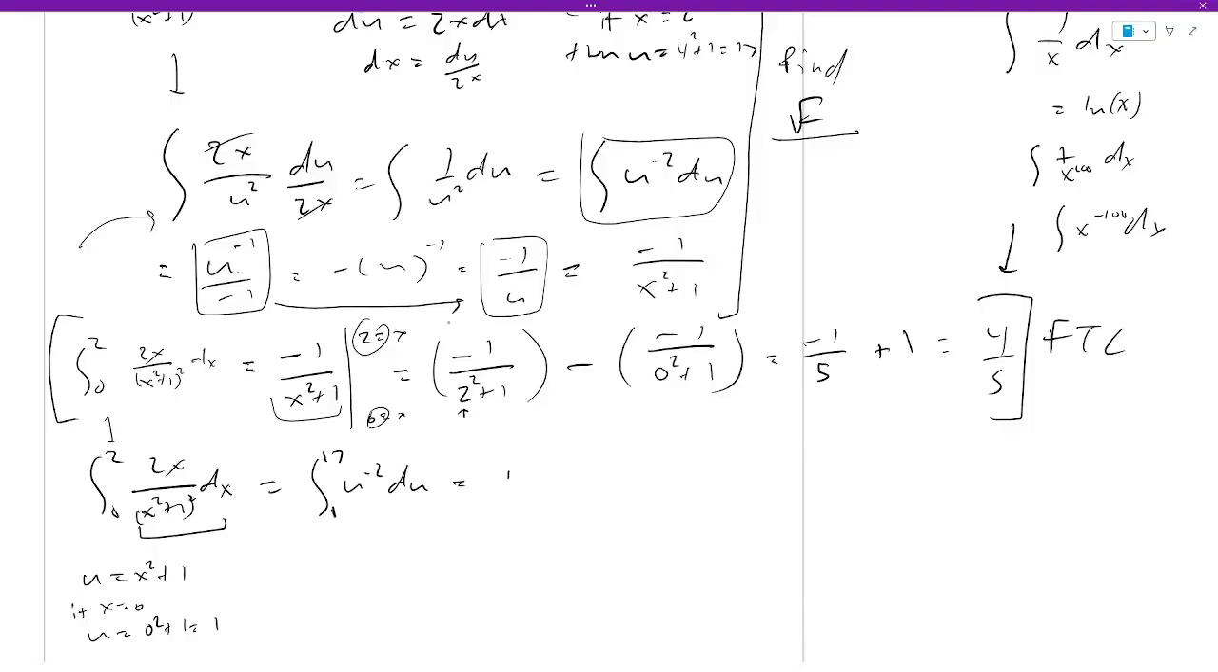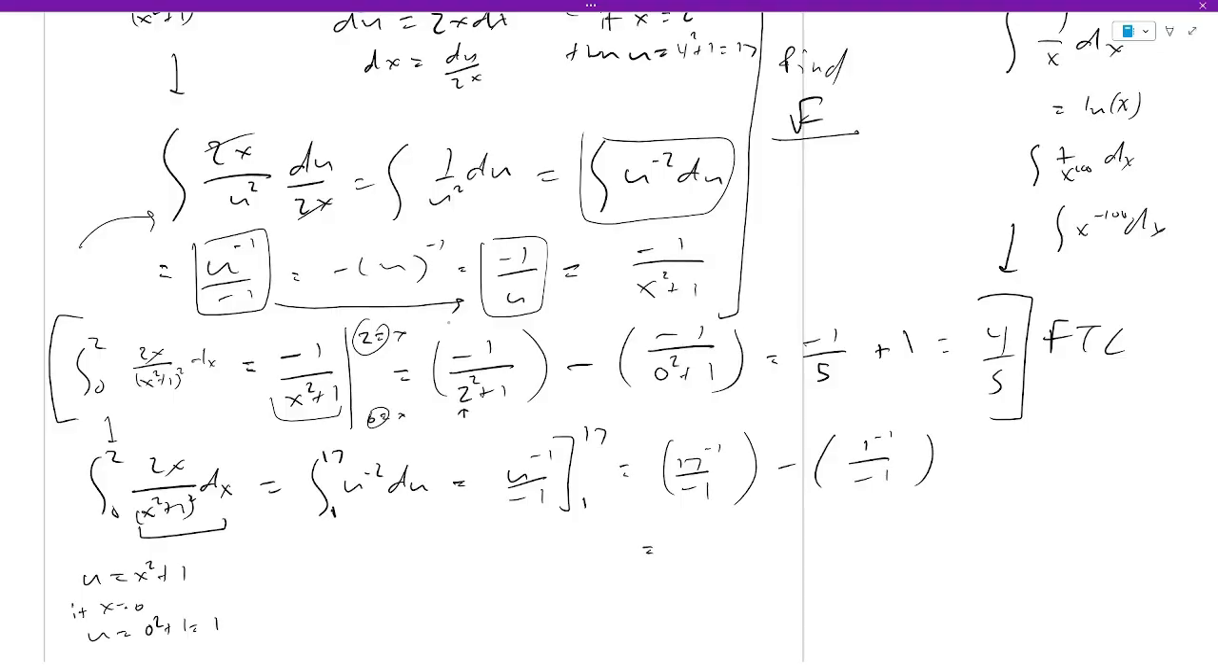Right? U to the minus 1 over minus 1. That's my antiderivative. Now I'm going to plug in 17 and 1. Okay, so 17 to the minus 1, right, over negative 1. I'll just leave it like that. That's the first part. Minus what happens when I plug in the 1. 1 to the minus 1 over minus 1. It kind of looks like a mess, right? But we can just keep going.